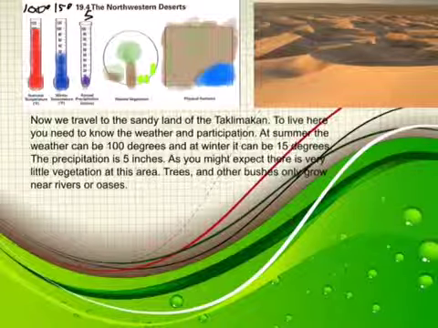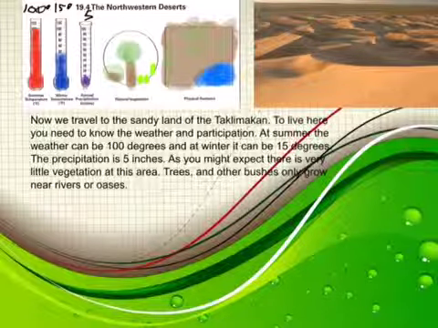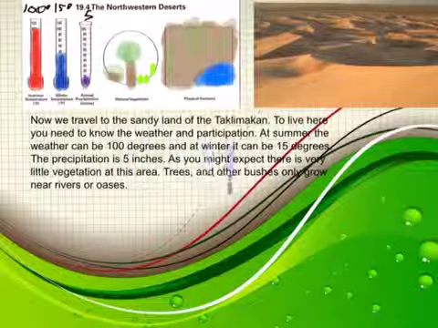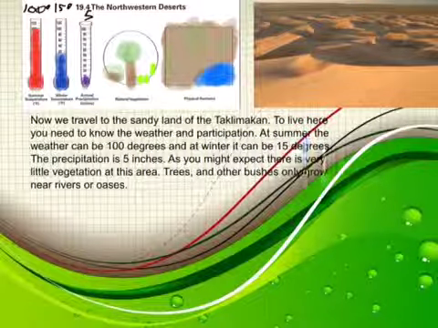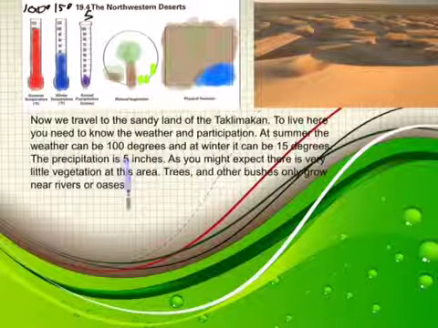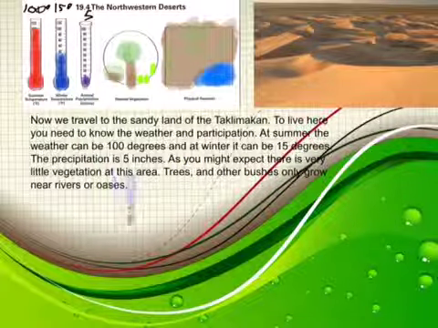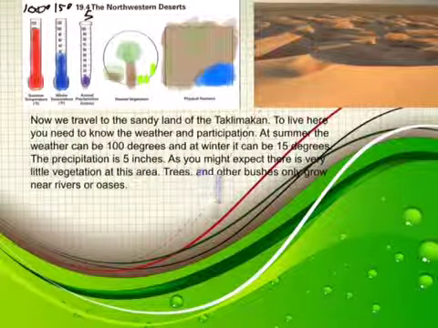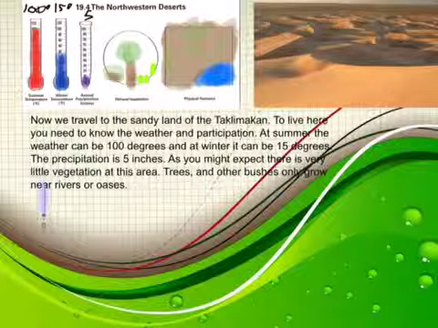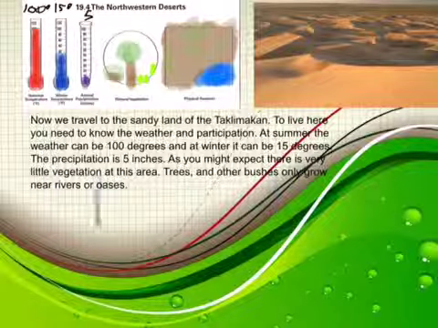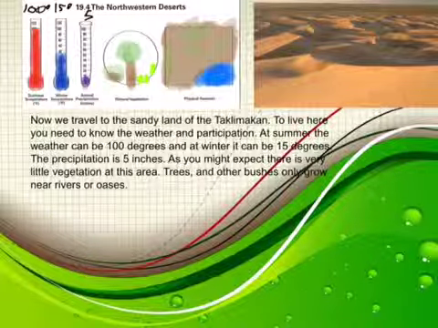Now we travel to the sandy lands of the Taklamakan. To live here, you need to know the weather and the precipitation. In summer, the temperature can be 100 degrees, and in winter it can be 15 degrees. The precipitation is 5 inches. As you might expect, there is very little vegetation in this area. Trees and other bushes can only grow near rivers or oases.